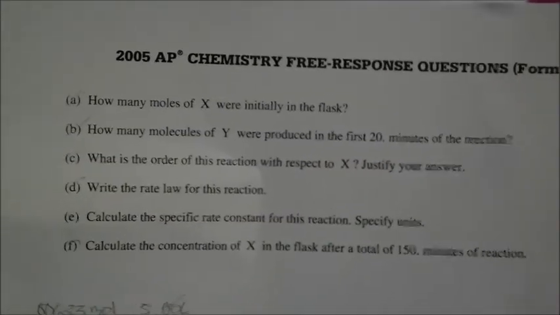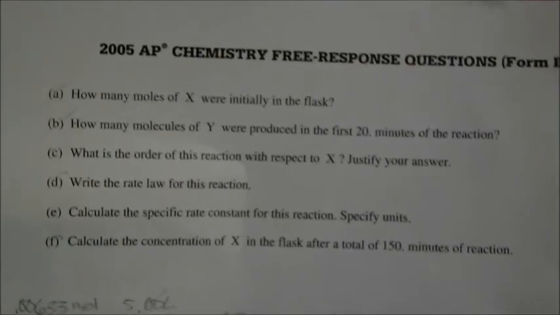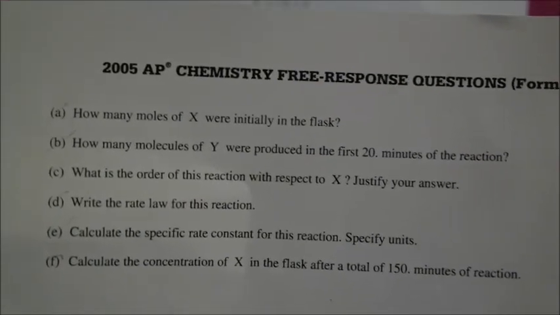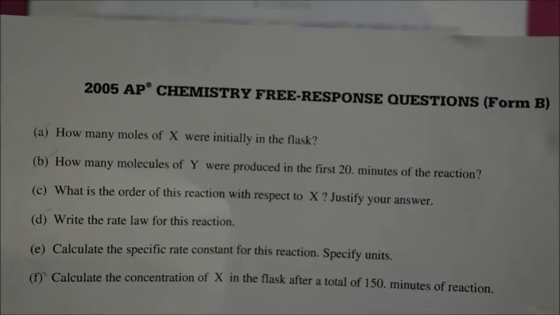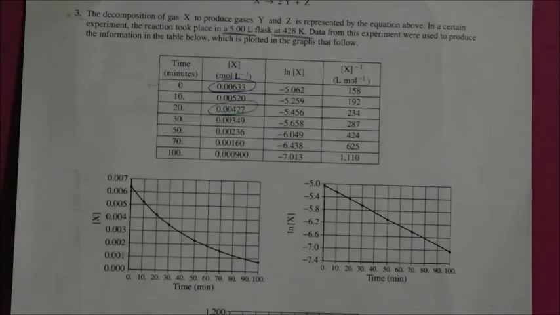Alrighty, last part. Woohoo! Part F asks to calculate the concentration of X in the flask after a total of 150 minutes of the reaction. So what you basically have to do for this is use the integrated rate law equation again, like we did in part E, and just plug in numbers. Alright, so basically what you should have is this.